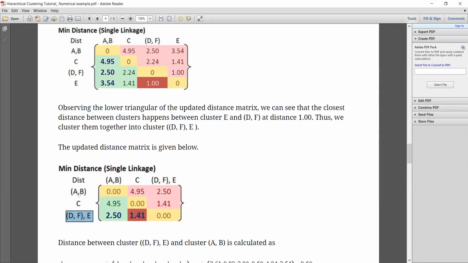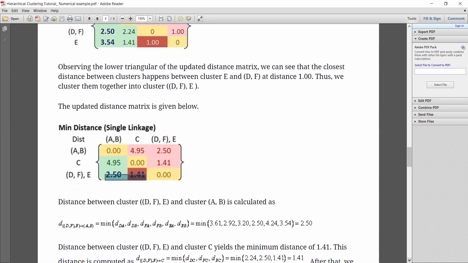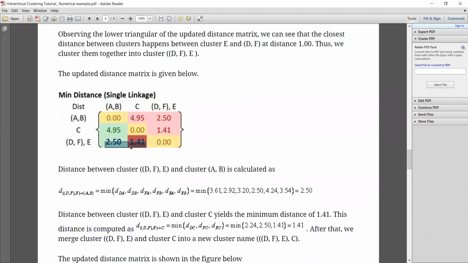So calculate the distance between AB and C, then C and DFE, right? So these are the 2 values we have obtained in this iteration, 2.50 and 1.41, highlighted by the dark blue color, right? Now again in this resultant matrix, you find out which is the minimum distance. So here my minimum distance is 1.41, highlighted by the red color, right?